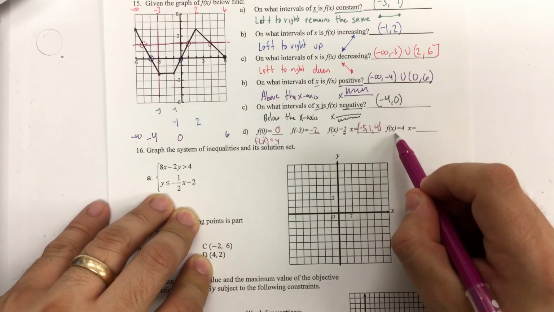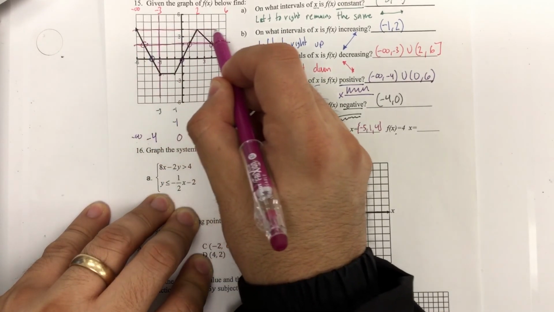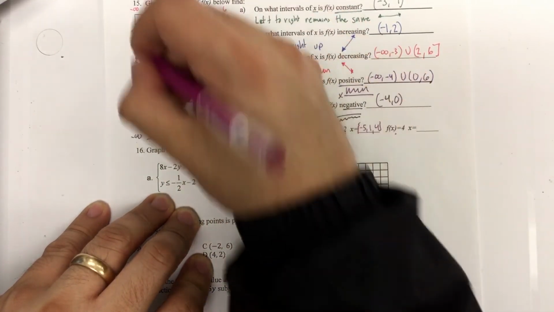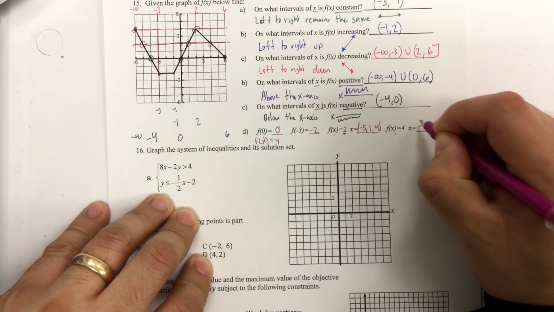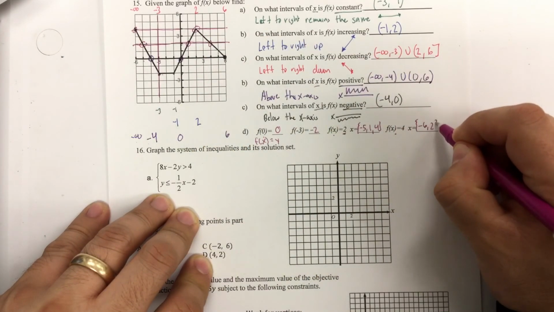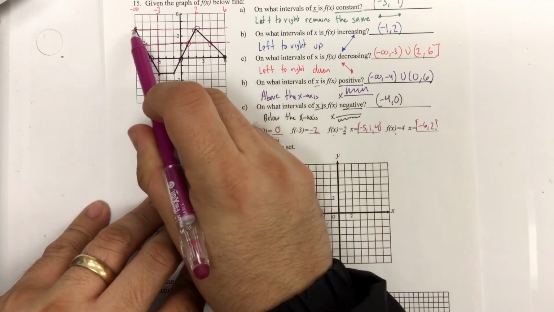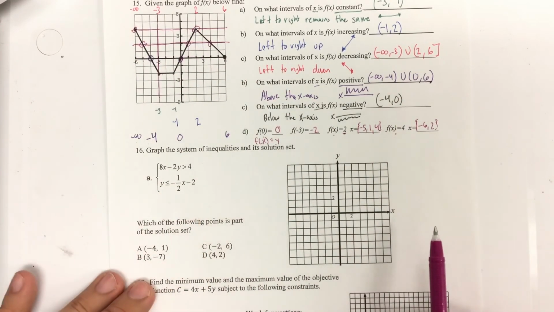And f of x equals 4. Here's 3, 4. Once again, we draw a line through here, and we see it hits at this point and right here. So this looks like -6 and positive 2. I know there's a lot going on there, guys, but just rewatch it. This is negative 6 and positive 2 for your x values.